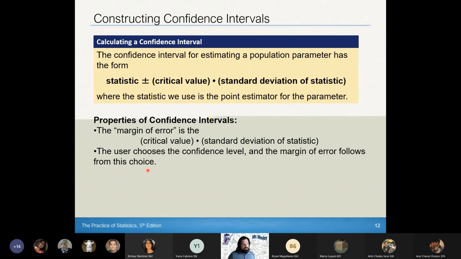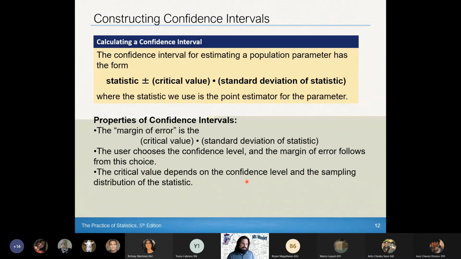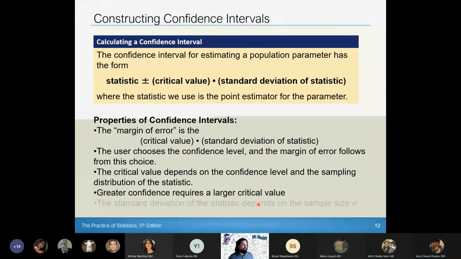The larger the confidence level, the larger the margin of error might be. The critical value depends on the confidence level and the sampling distribution of the statistic, because the critical value depends on the proportion under the curve that you want. Greater confidence requires a larger critical value, since you're covering more of the area under the curve.